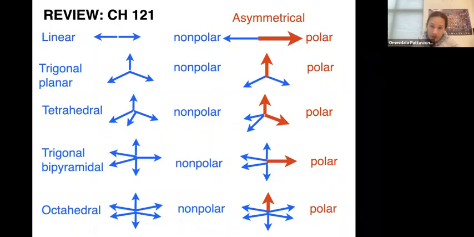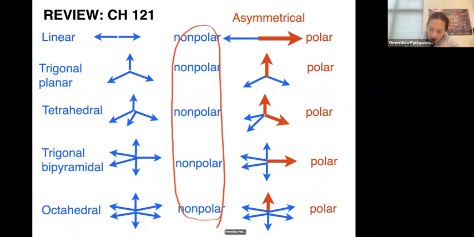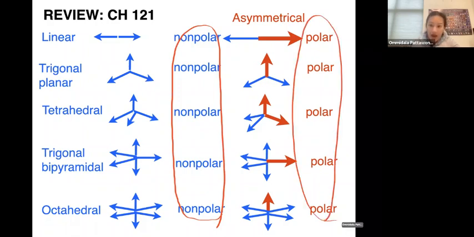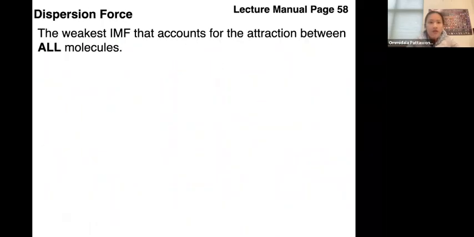Once you are able to determine the polarity of the molecules, whether they are polar or non-polar, it would help us determine the type of IMF. Okay, so let's take a look at the first type. The first type of IMF is called dispersion force or London force. Dispersion force is the weakest IMF that accounts for the attraction between all molecules, regardless of whether the molecule is polar or non-polar. Dispersion force appears in all molecules.